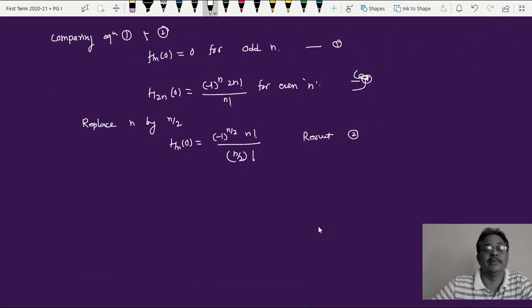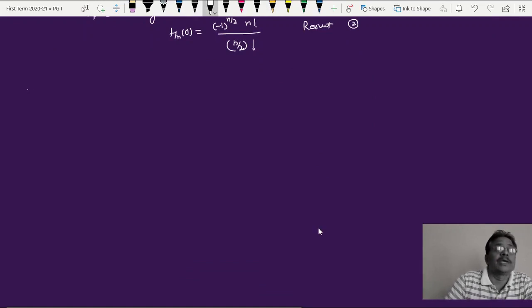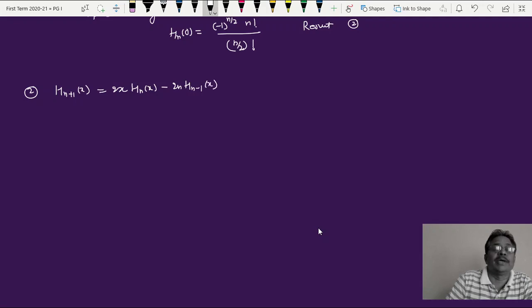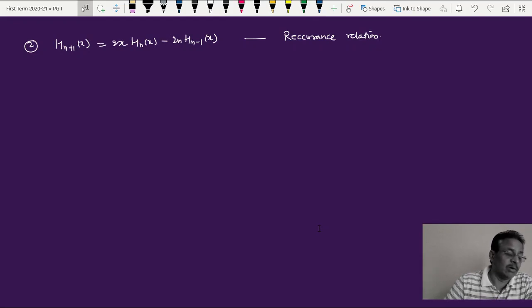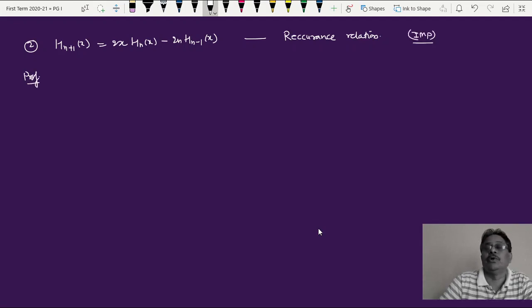This is the first property. Second, number 2. Show that hn plus 1 of x is equal to twice x into hn of x minus twice n hn minus 1 of x. So this is also a recurrence relation. Now we have to get this recurrence relation again using exactly the similar method that we did earlier in the case of Legendre polynomials. We have done all these things. So proof: from the examination point of view, this is important from the Hermite polynomial.